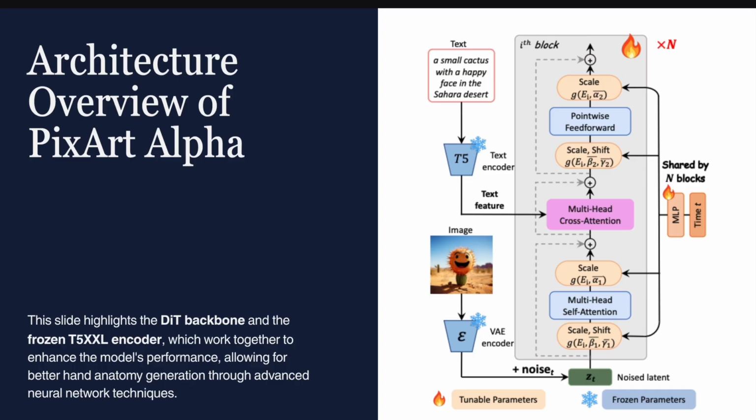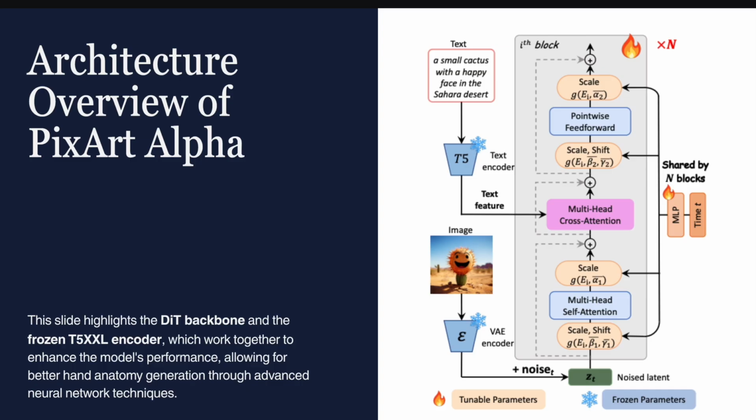Then come the core transformer blocks. These use self attention to understand the structure of the image and cross attention to connect the image with the text. This is what allows the model to generate images that match the given description. Finally, additional information like the diffusion timestep and the text features are added using adaptive layer norm. This helps keep the training stable and improves the final image quality. Overall, this architecture is both powerful and efficient.